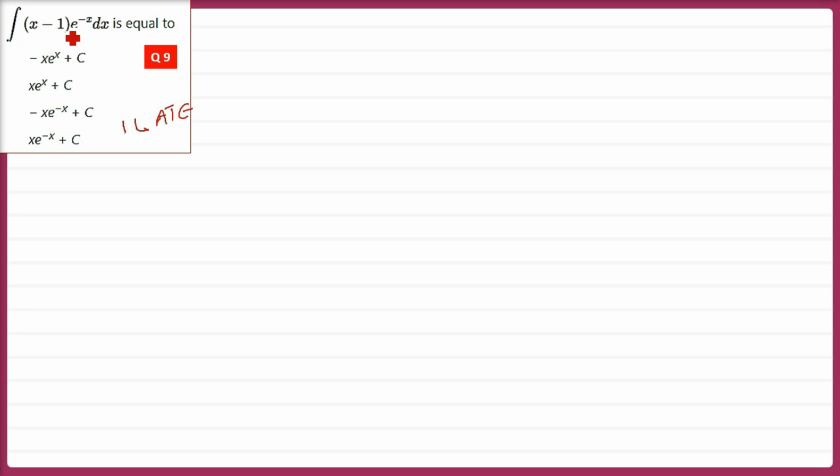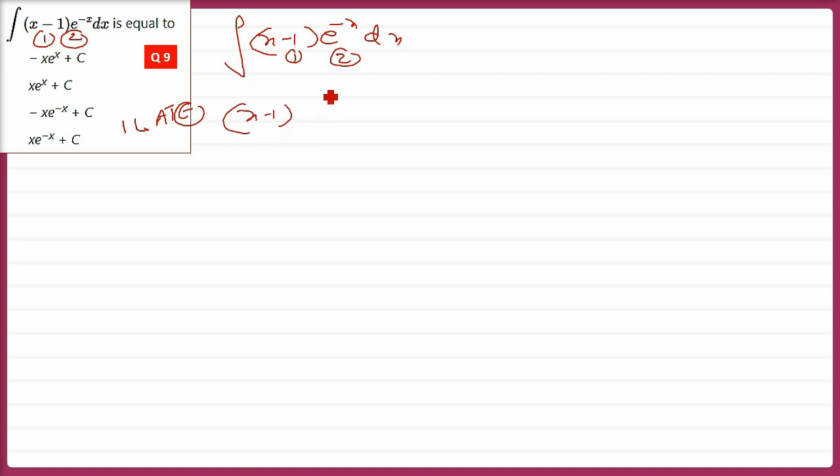ILATE, exponential is in the last. So we'll take x minus 1 as the first function, e raised minus x as the second function. So applying the formula, x minus 1 into e raised minus x dx. First will be x minus 1, second will be e raised minus x.